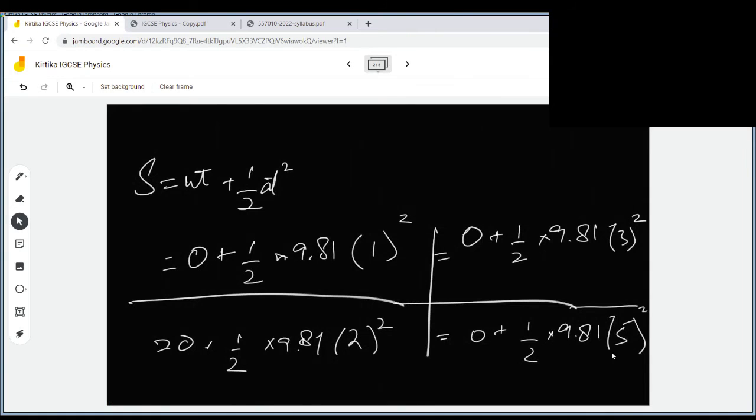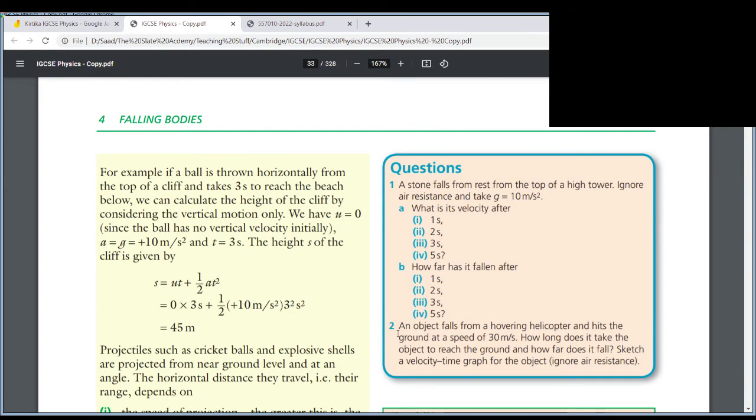Hopefully you have copied all these equations. Oh, yes, sir. Okay, on to this last question, please. Question 2.